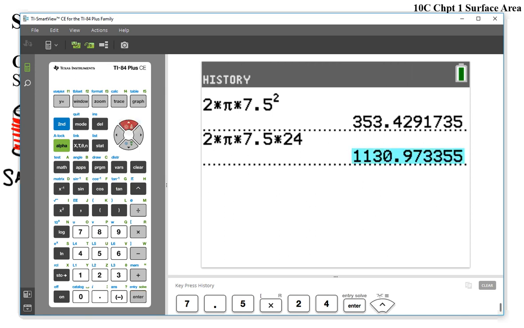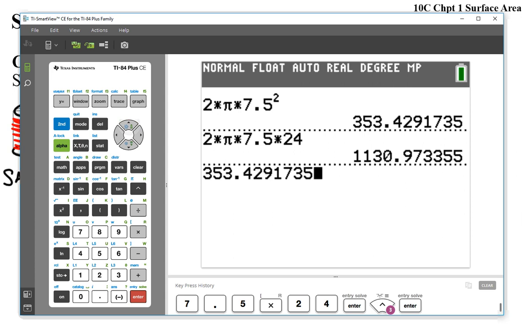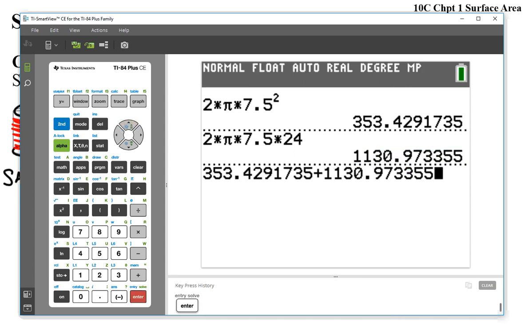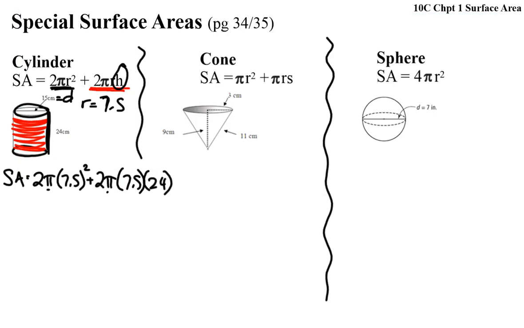What I can do with my calculator is go up, hit enter, and add that to my second part of the calculation. When I come up with it, 1 decimal place is always safe, 1,484.4. So we get a surface area of 1,484.4 centimeters squared.